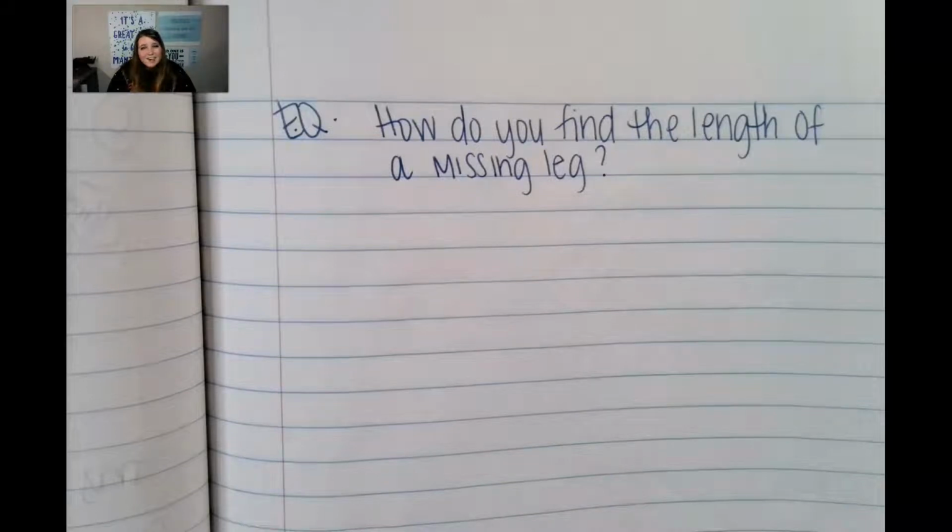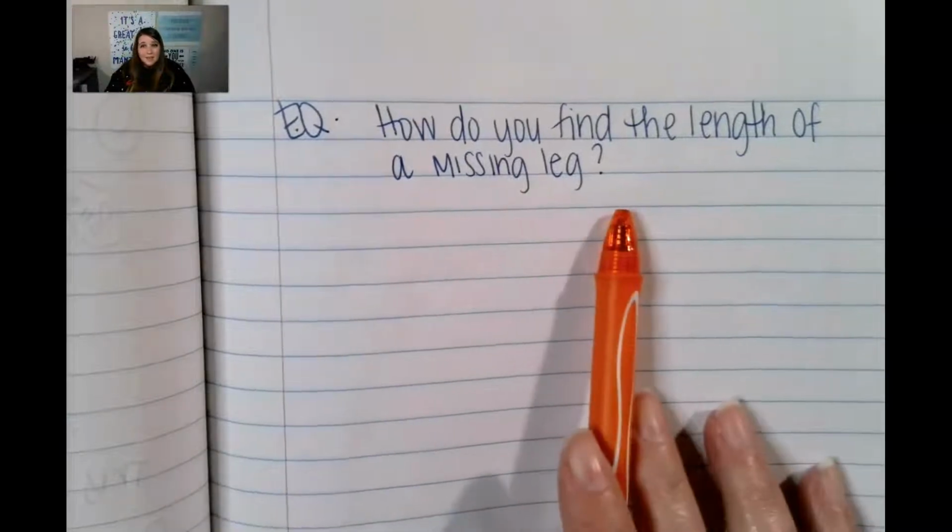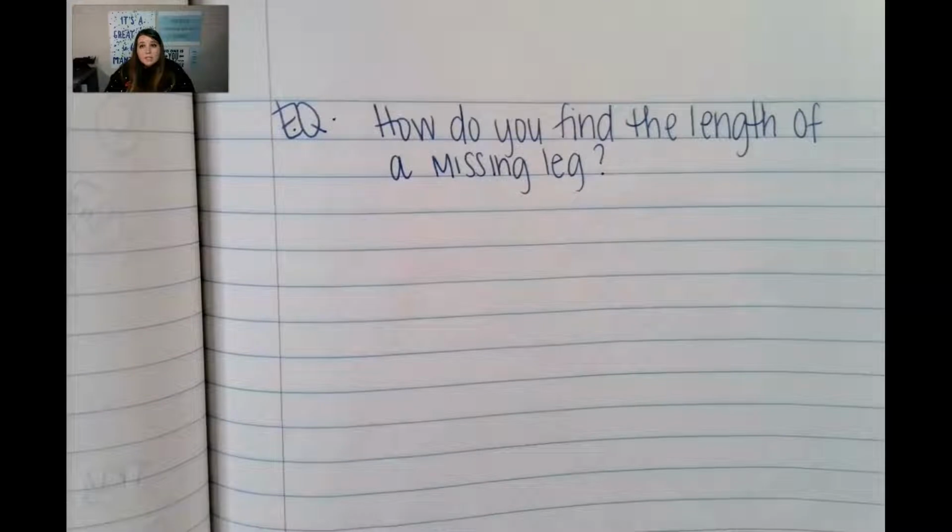Everyone. All right, in our last lesson, we talked about finding the hypotenuse of a triangle using the Pythagorean theorem. Well, today we're going to continue our journey with the Pythagorean theorem. However, instead of finding the hypotenuse, the diagonal cut, we are actually going to be looking for the missing leg of a triangle today. So our essential question is, how do you find the length of a missing leg of a triangle?